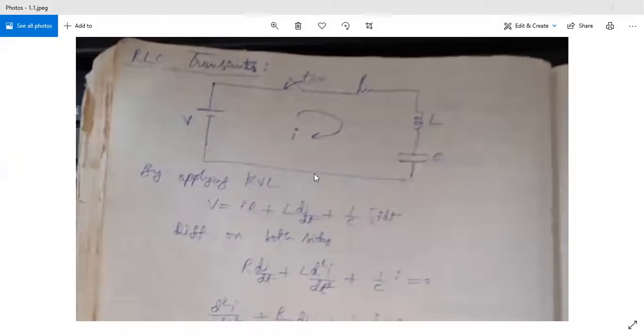Today we'll start the series RLC circuit, RLC transient circuit.